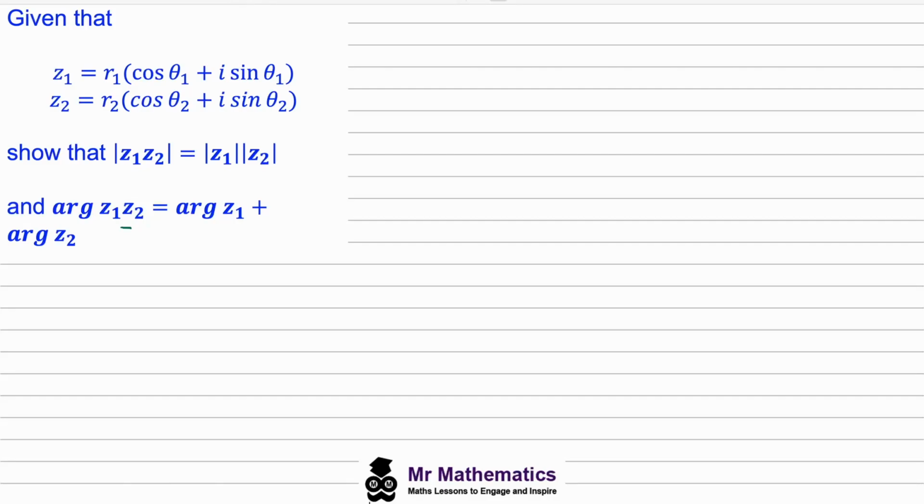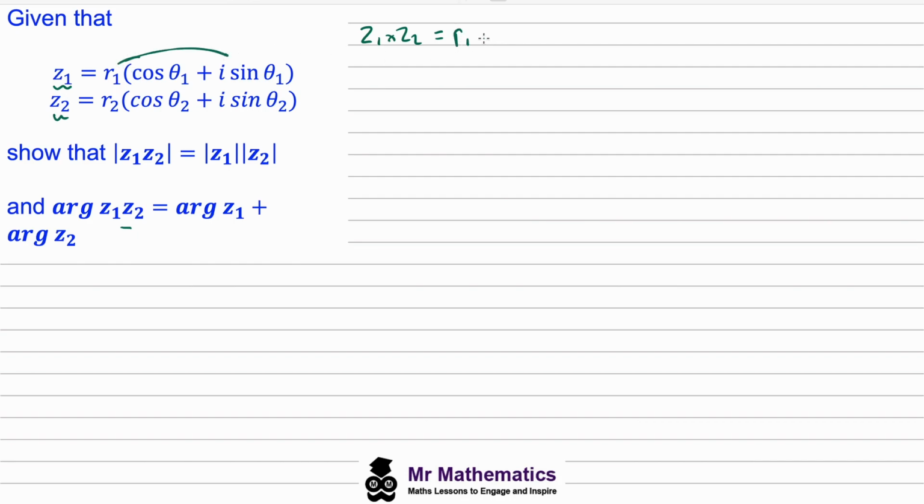Hi everybody. So in this video I'm going to show you how we can multiply with complex numbers in modulus argument form. So if we have two complex numbers, let's say z1 and z2, each given in modulus argument form, we're going to multiply these two together. So if we have z1 multiplied by z2, what this will be, so I'll expand this out.